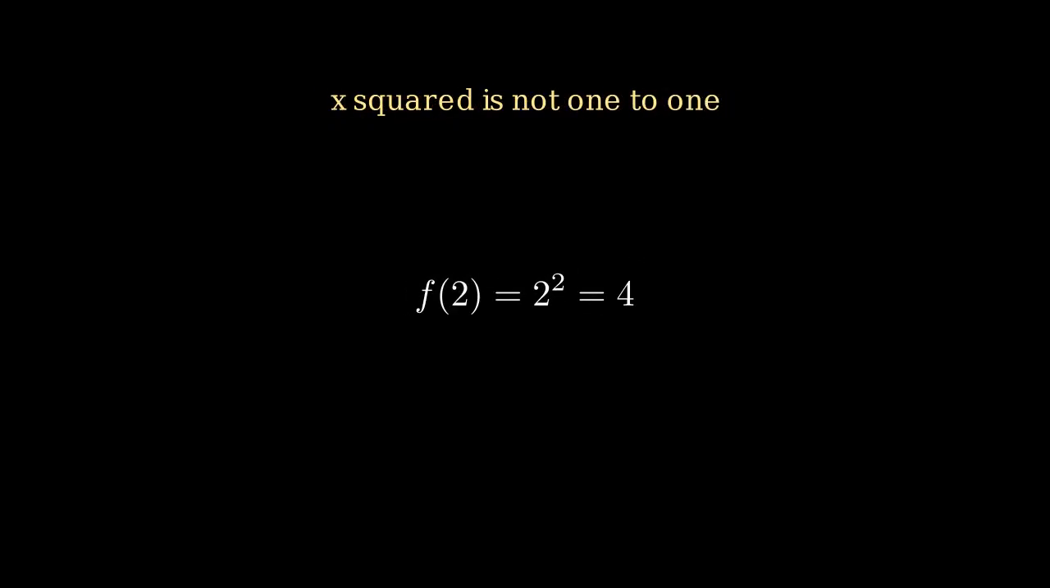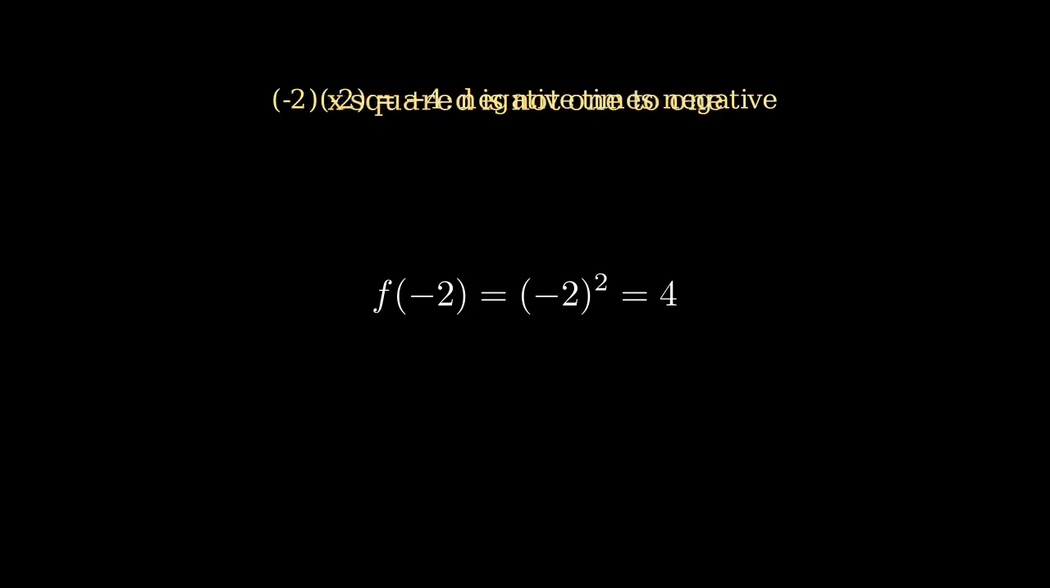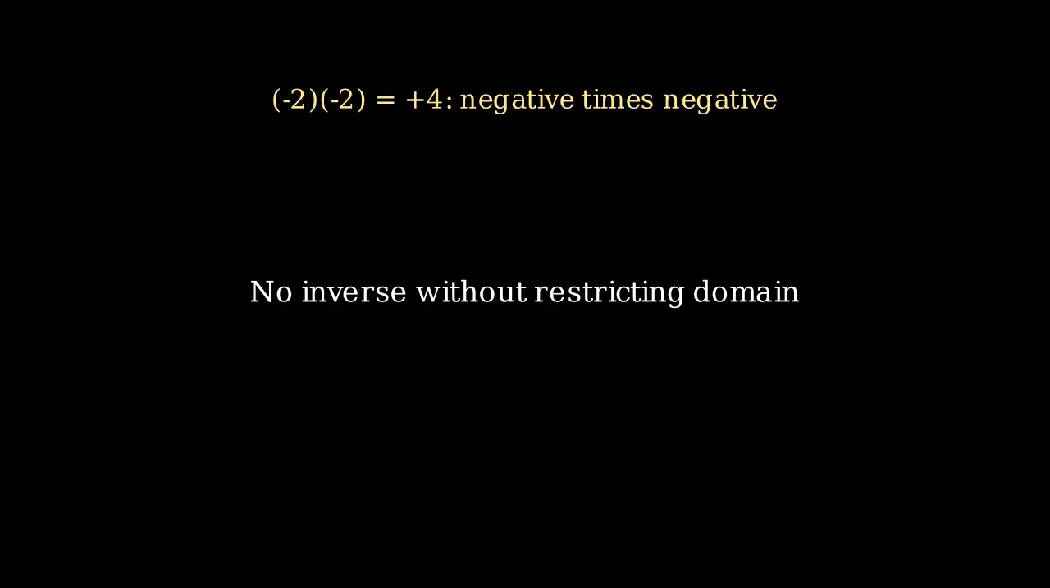So f⁻¹(x) = (x − 1)/2. Notice that f(x) = x² over all real numbers is not 1 to 1, since f(2) and f(−2) both equal 4. Without restricting the domain, that function has no inverse.